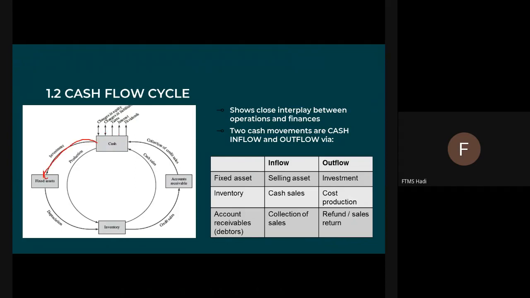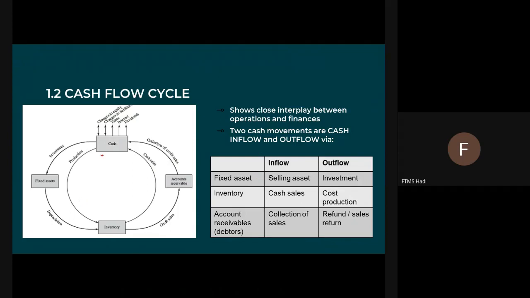The money of cash goes to fixed asset. Okay, that means the cash will be outflow. Why outflow? Because the company will use cash to purchase fixed asset for investment. For example, investing in land, investment in building. So they are purchasing those assets.